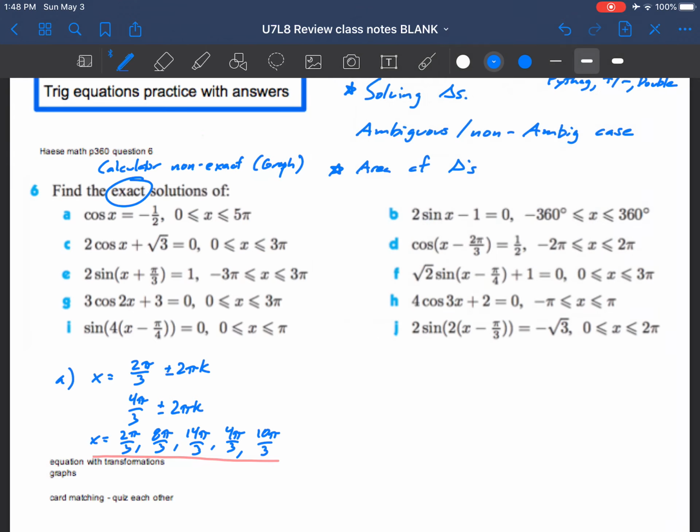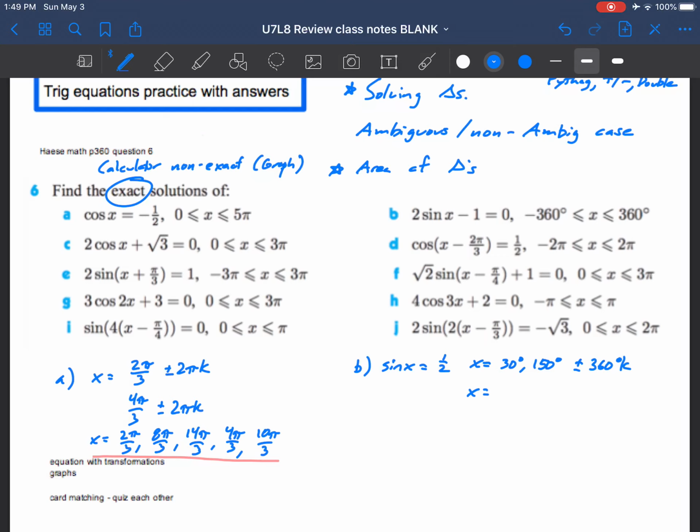Letter B. 2 sine x minus 1 equals 0. If I'm trying to solve that, that's the same thing as saying sine of x equals +1/2. And this is between negative 360 and 360, so we're in degree mode. So x is equal to 30 degrees and 150 degrees. Both of these should be plus or minus 360 degrees k.